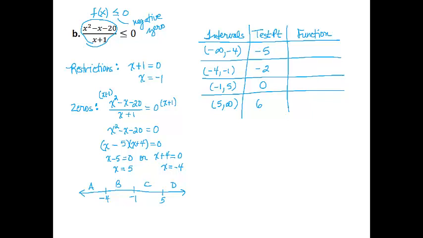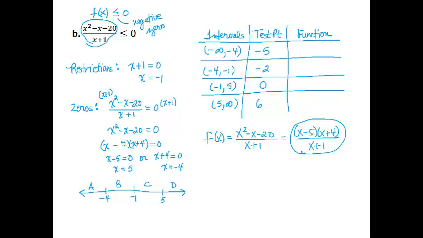Now there's actually an interesting way we can write our function f of x, which is x squared minus x minus 20 divided by x plus 1. Remember, I just factored the numerator as x minus 5 times x plus 4, and we're dividing that by x plus 1. If we think of it in that way, it's going to help us determine the sign of the function. That's really all we need to know, the sign of f of x.